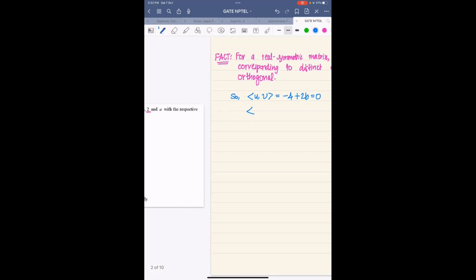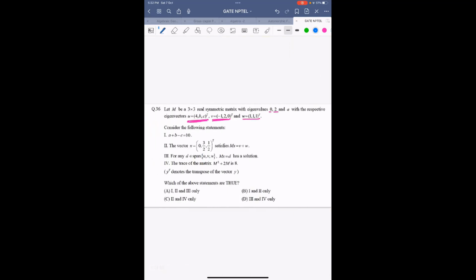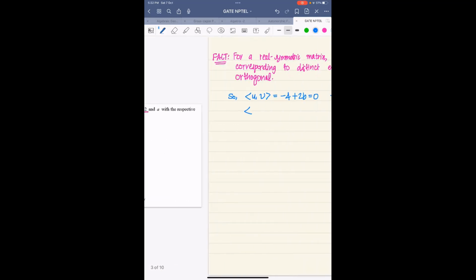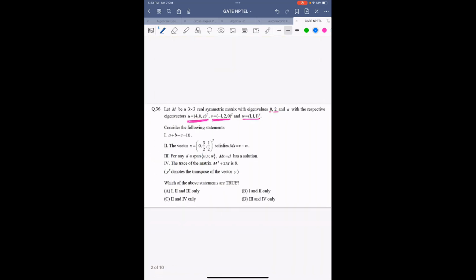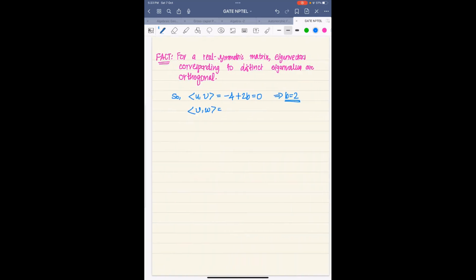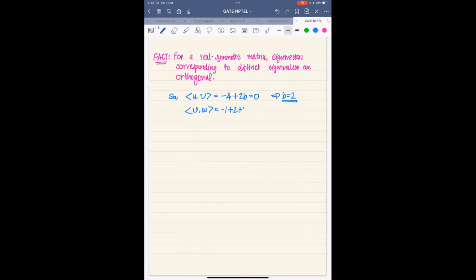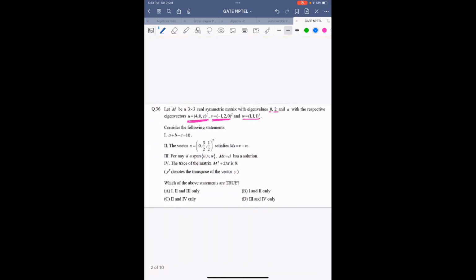And similarly we can check the inner product of v and w: -1 plus 2 plus 0, this is equal to 1, right? And this is not equal to 0, right? So what this means is that the eigenvalue corresponding to v and w must be the same. So this means that a is equal to 2. This a is the eigenvalue corresponding to this eigenvector w.